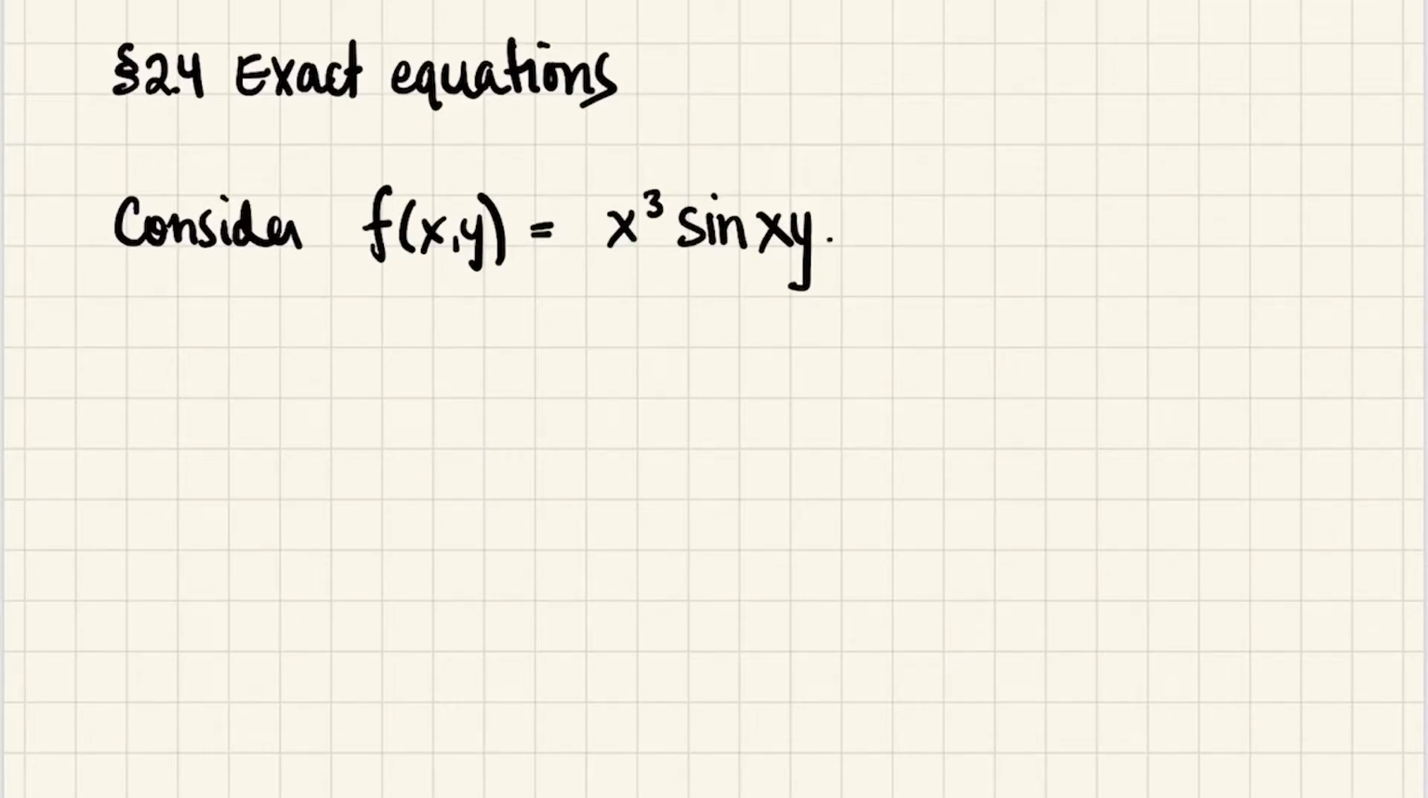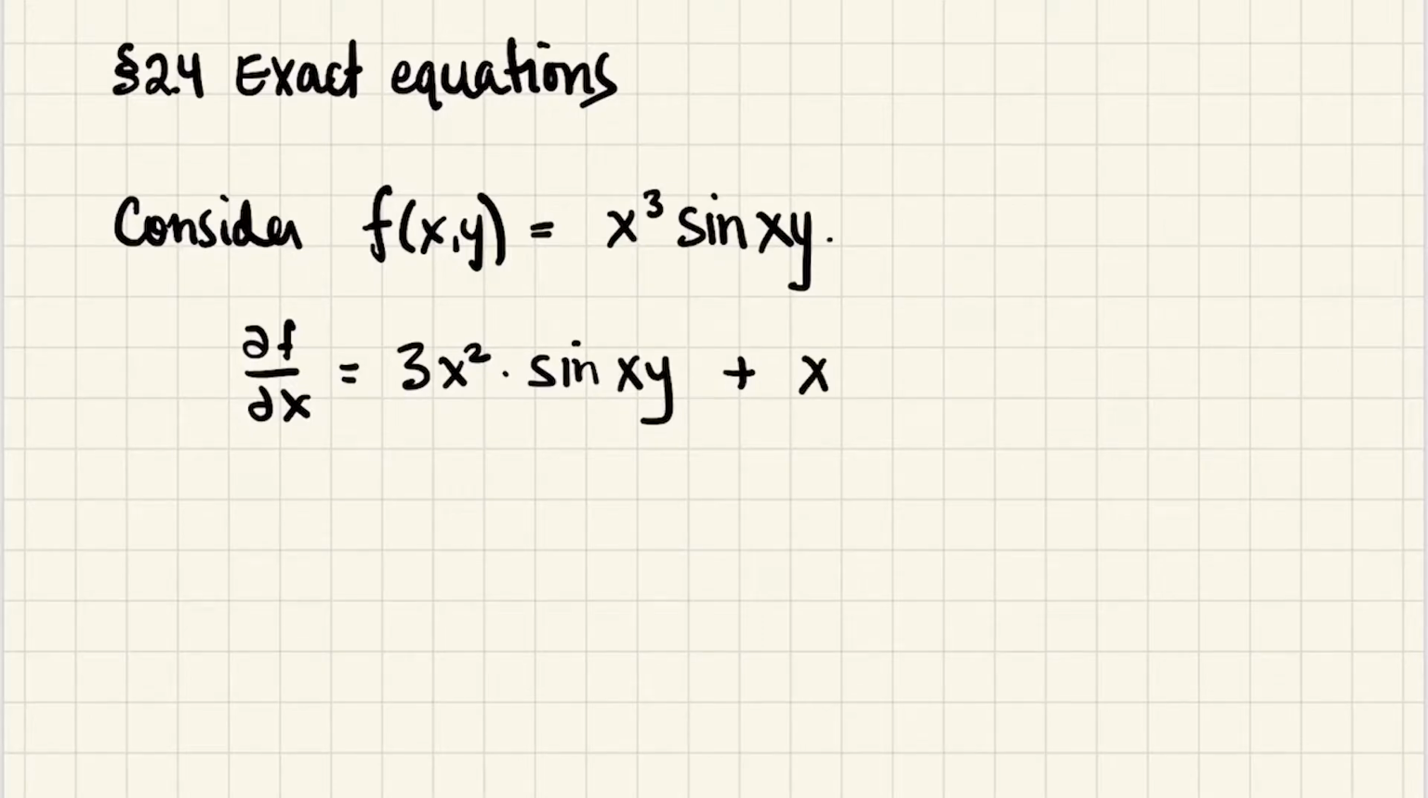So let's start by taking the derivative with respect to x. So the partial of f with respect to x, well, that would require the product rule. So the derivative of x cubed is 3x squared times sine of xy plus x cubed times the derivative of sine of xy. Well, that would be cosine of xy. And then that's multiplied using the chain rule by the derivative of xy with respect to x, which would just be y. So let's tidy this up a little bit.